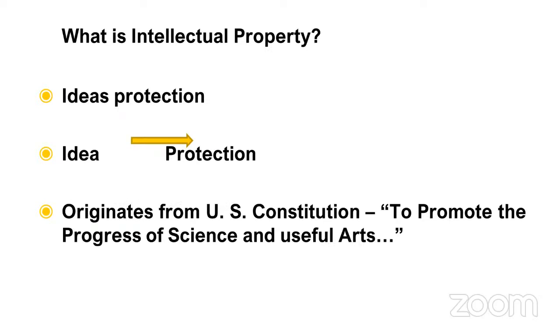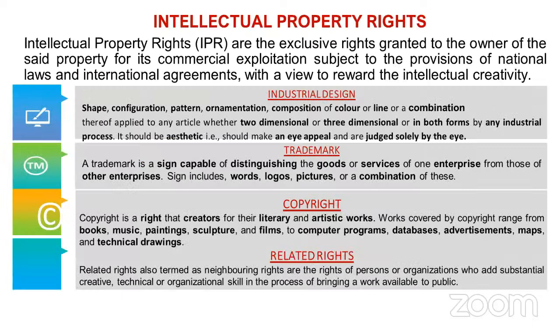This term originated from the US Constitution, to promote the progress of science and the useful arts. So intellectual property right is the exclusive right granted to the owner of the property for its commercial exploitation, subject to the provisions of national law and international agreements. As we know, intellectual property rights are territorial in nature and have a fixed term. In India, it has a 20-year term period.